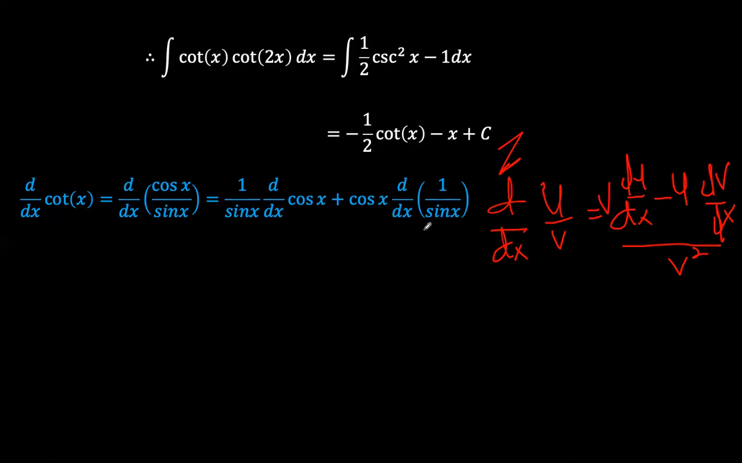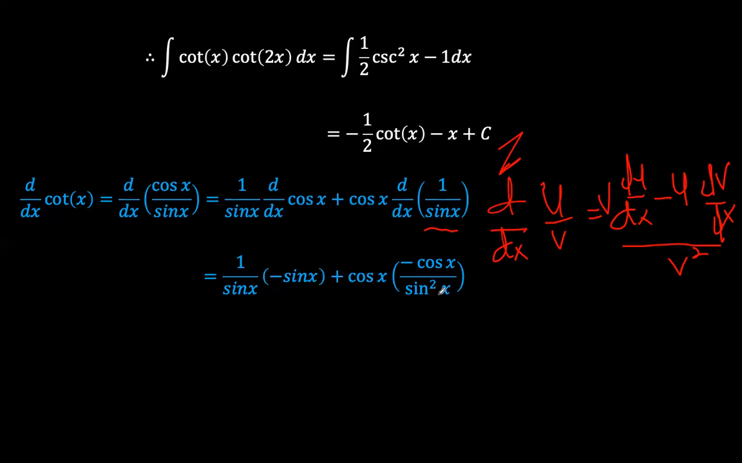When we focus on the derivative of 1 over sine x, V is sine x and U is 1. For the first part, 1 over sine x times the derivative of cosine x, which is negative sine x, gives negative sine x times cosine x. Now for the derivative of 1 over sine x, the denominator V squared is sine squared x. V being sine x, the derivative of U, the derivative of 1, is 0, minus U being 1 times the derivative of sine x, which is cosine x. So we have 0 minus cosine x.